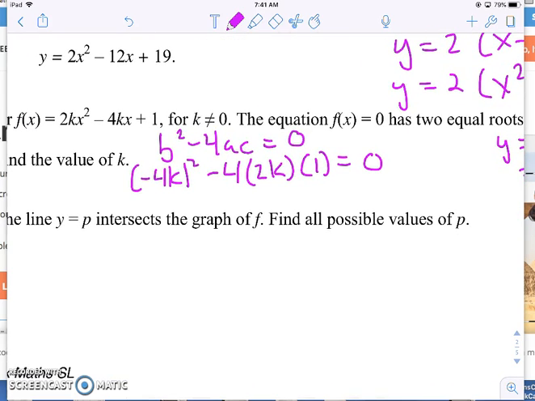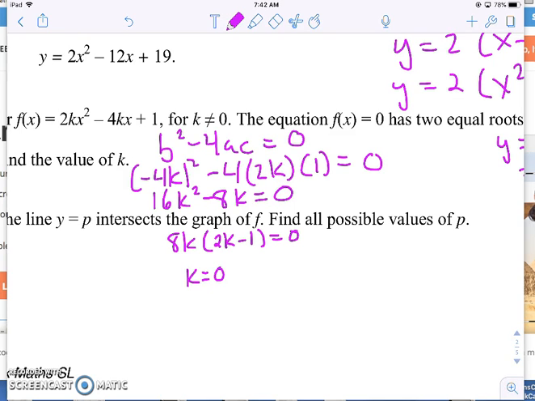So let's see, this would be 16k squared minus 8k equals 0. So if we factor 8k out, we'd have 8k times (2k minus 1) equals 0. So 8k equals 0, or 2k minus 1 equals 0. So k equals 0, or this one would be k equals half.